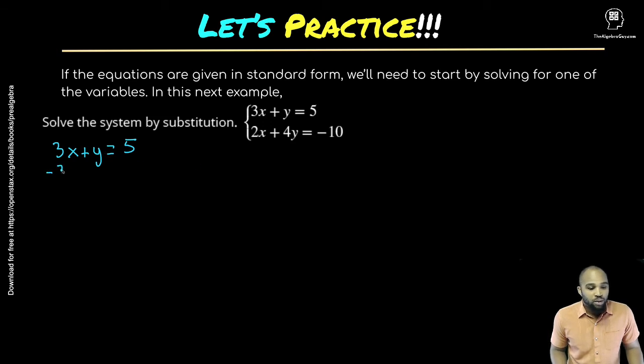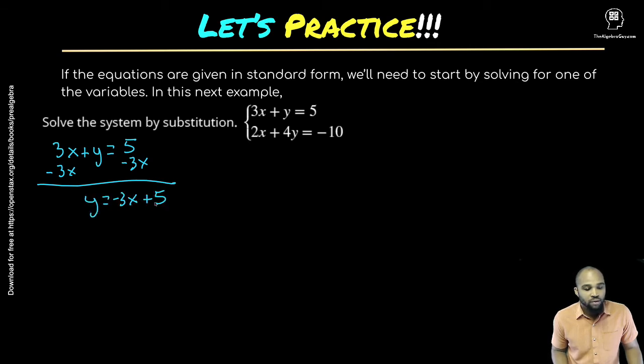All right, I'm going to continue with this: subtract 3x, and y equals -3x plus 5. So now I know that this is the same thing as y equals -3x plus 5. Why is that important? Because now I can plug in, instead of y here, I can now plug in -3x plus 5. So that's what I'm going to do.